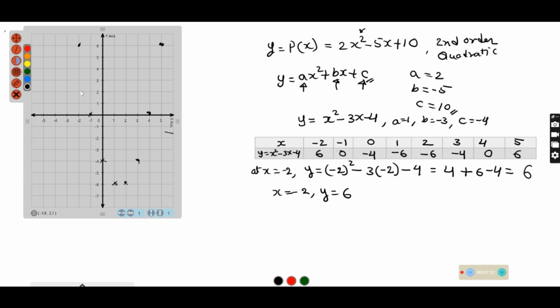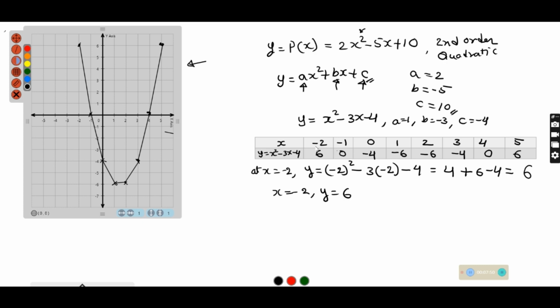So I am trying to join all the points here. Whichever points are drawn here, I am joining them all. This one we are calling the quadratic equation curve. I have written just part of the equation.